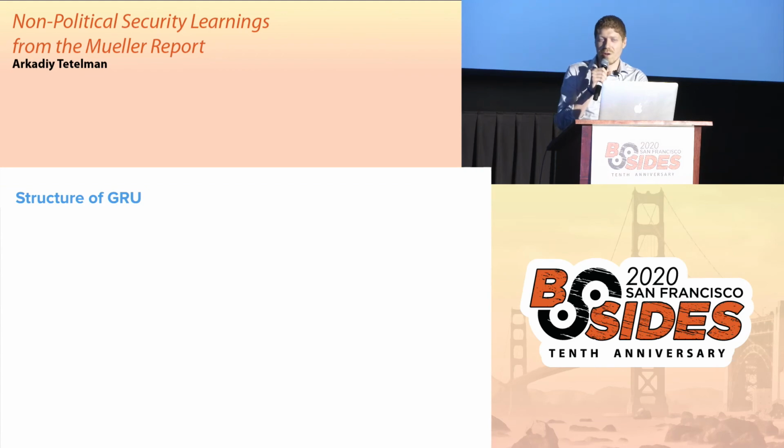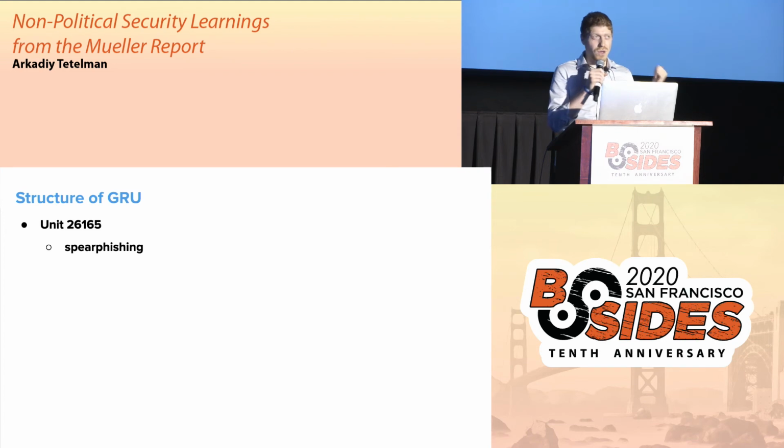I wanted to talk a little bit about the structure of the GRU. Thus far, we've been saying they're a single entity, but of course they have sub-teams. So within the report, there were 2 units called out. One of them is called Unit 26165. They primarily focused on spear phishing. So they wrote those email templates that were used. They focused on building malware. So the 2, Xagent and Xtunnel, they wrote the bespoke piece of software.